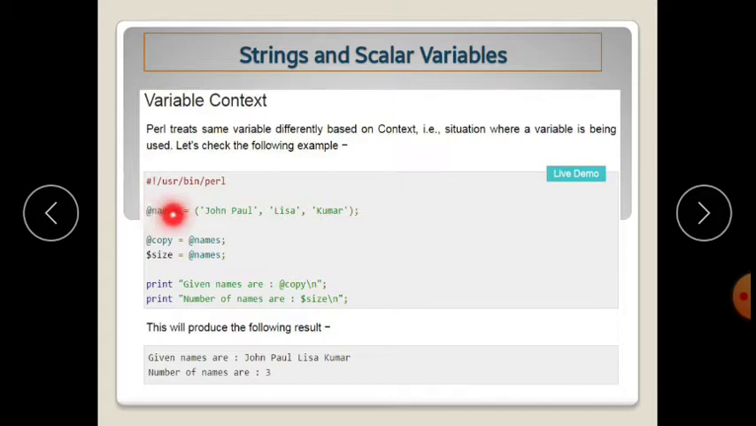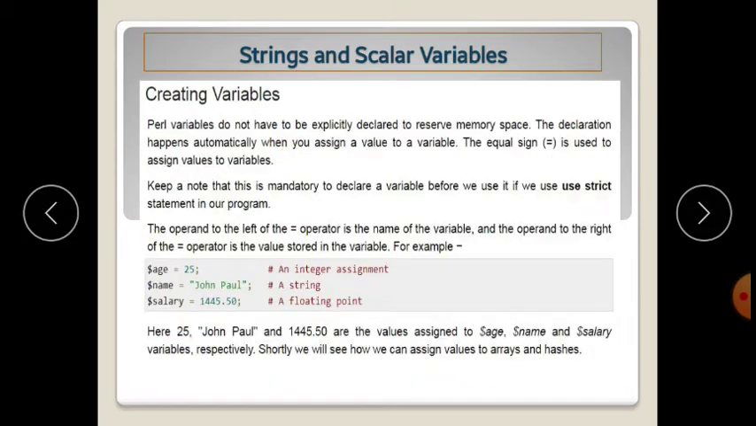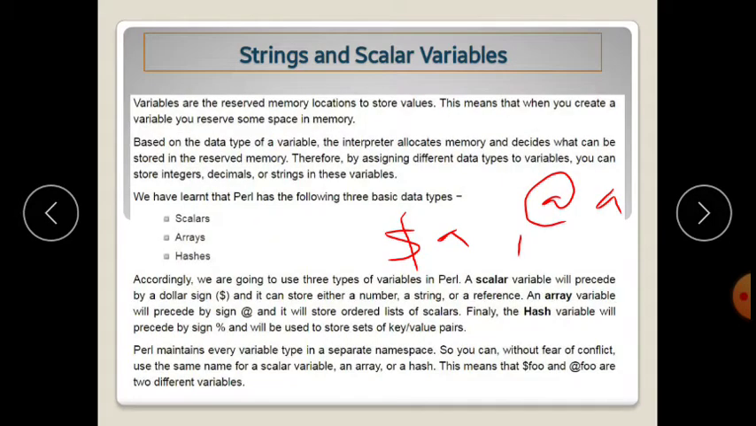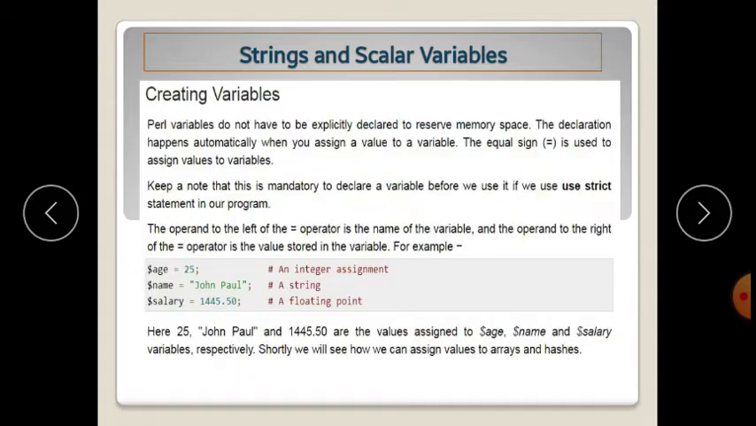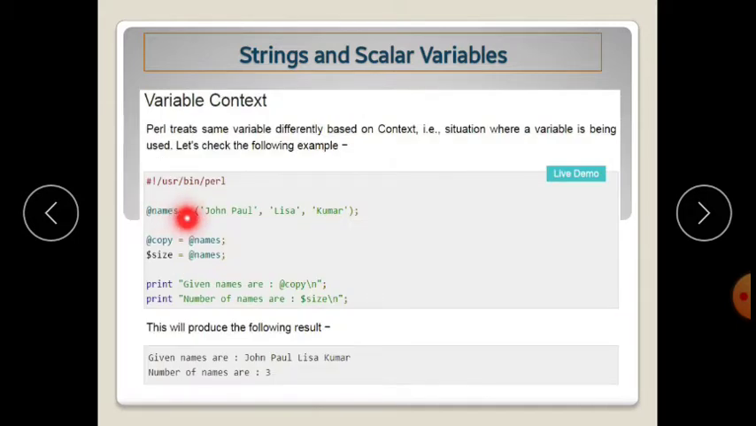And here @names equals, then brackets having the three data John, Paul, Lisa, Kumar. These are strings which are stored inside the @names variable, and we know the $ is used for scalar variables and @ is used for array variables. So here the @ indicates it is an array which is storing some data inside the names array.